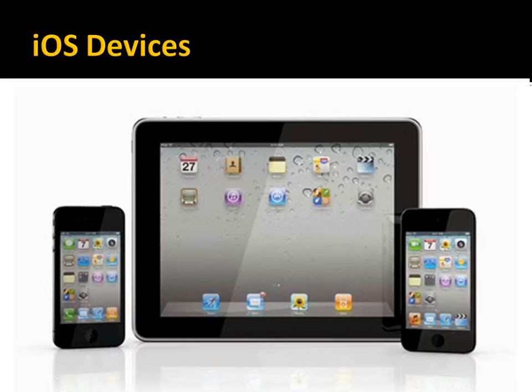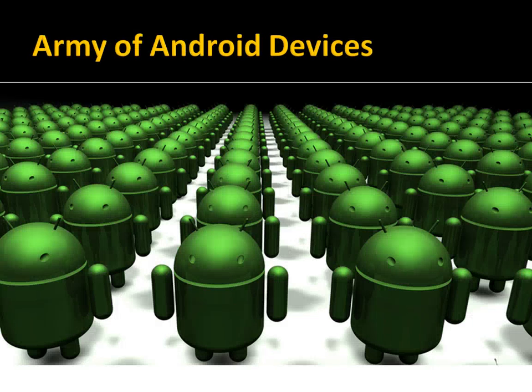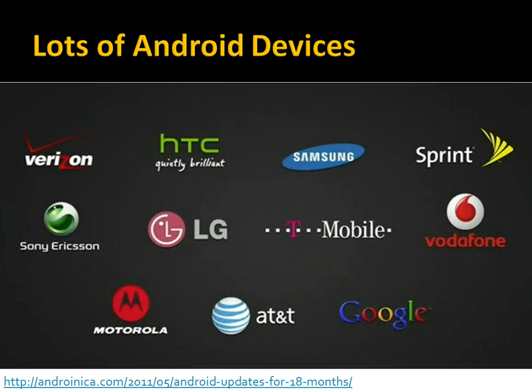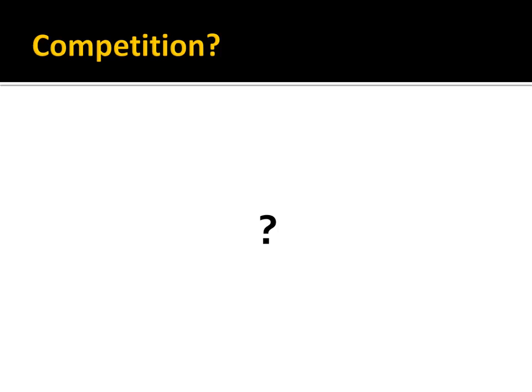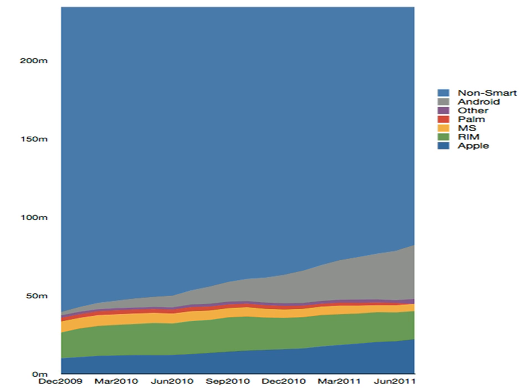We have the iOS devices like the iPhone, iPod Touch, and the iPad, and then we have this army of Android devices that are coming out. If you look at all the different companies that are producing Android devices, it's quite a lot of competition for Apple, in my opinion. Now, the question is, are there other competitors like RIM and Windows 7? I don't really know right now because it seems as though Apple and Android are kind of taking over, in my opinion.